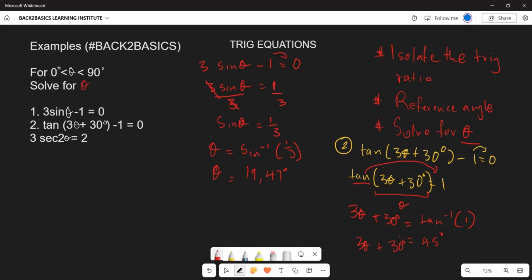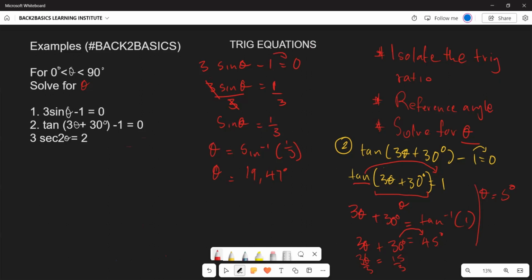Now from here, you can group the like terms. You're going to take this theta to the other side. So what you're going to be left with is 3 theta, which is equal to, when you take this one to this side, 45 subtract your 30, and 45 subtract 30 is 15 altogether. And then if this is 15, you're going to divide by 3. So surely you can see that now, if you divide by 3, your value of theta that you're going to find here is going to be 5 degrees altogether. Then now you have successfully solved that number 2, right?